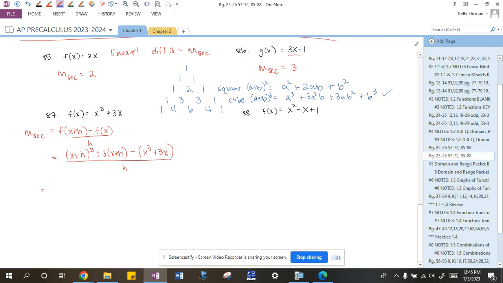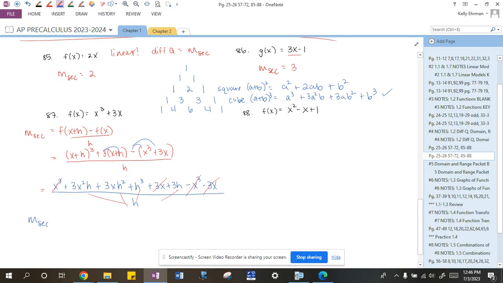So I'm going to use my cube. It's x to the third plus 3x squared h plus 3xh squared plus h to the third. Distribute this 3 through, plus 3x plus 3h. Distribute this negative through, minus x cubed minus 3x. Put the whole thing over h. If we have done our math correctly, all of the non-h terms should be canceling themselves out. So x cubed minus x cubed plus 3x minus 3x. Everything else has an h, which means I'll be able to divide it by h. So divide every term by h.